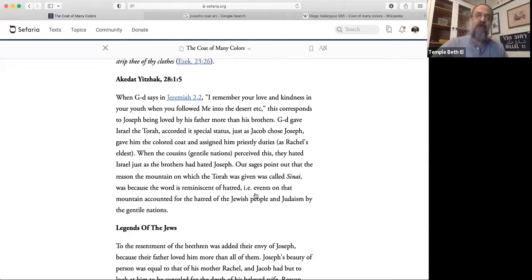Events on that mountain account for the hatred of the Jewish people and Judaism by the Gentile nations. Holy crap. That is unbelievable. Yeah. We, like Joseph, are beloved amongst the nations. So much so that our Father, Avinu Shebashamayim, who is in heaven, gave us a special cloak. An unbelievably rare gift, unique and special to us. It's Torah. And because of that gift, all of our cousins hate us.